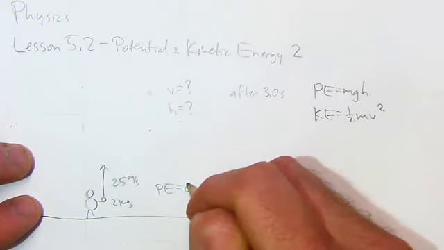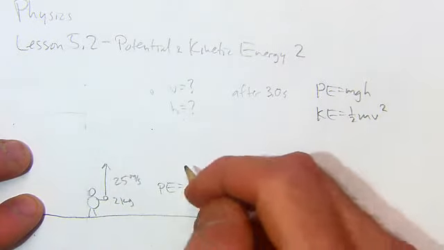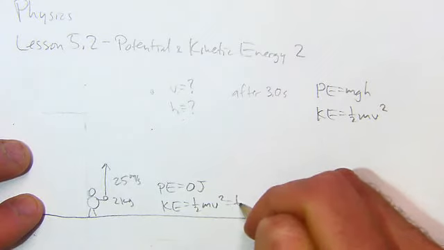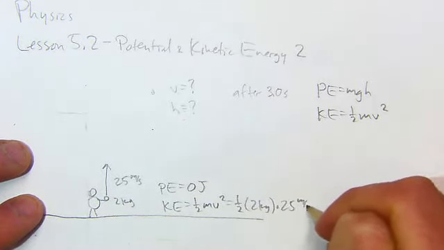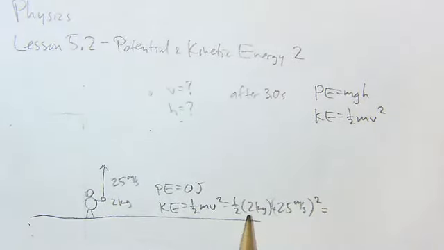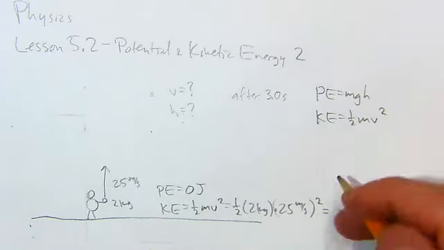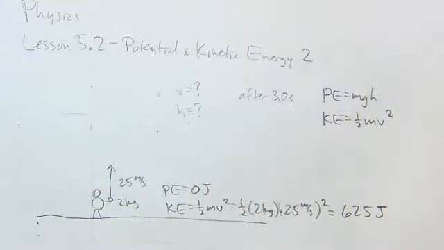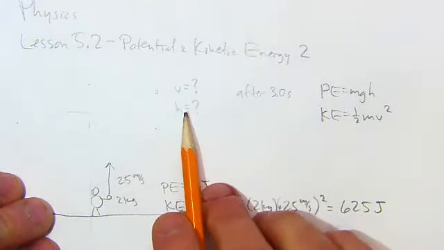PE here is 0, right? Assuming this height is 0, we're saying where you throw it from is 0. KE, we can calculate that out. That's just 1/2 times 2 times 25 squared, which is what? 625, 625 joules, remember? Joules is energy. Okay, so assuming no energy is lost, remember that total energy will be the same when it gets to here.